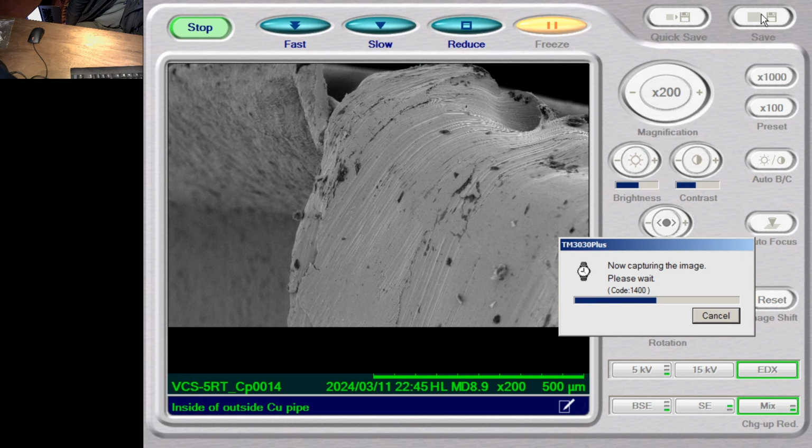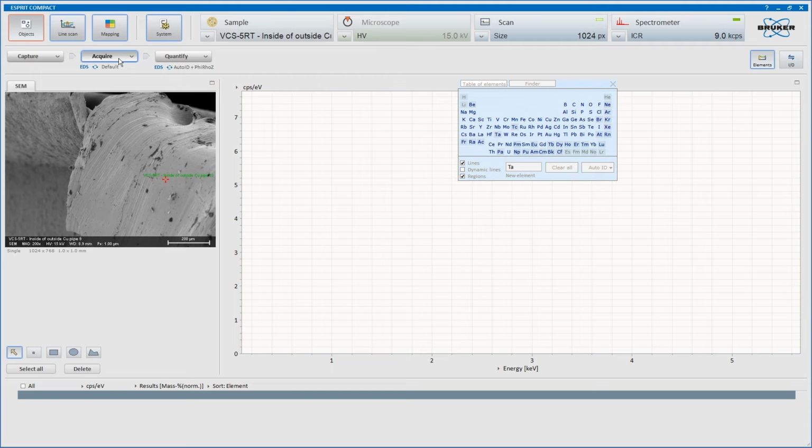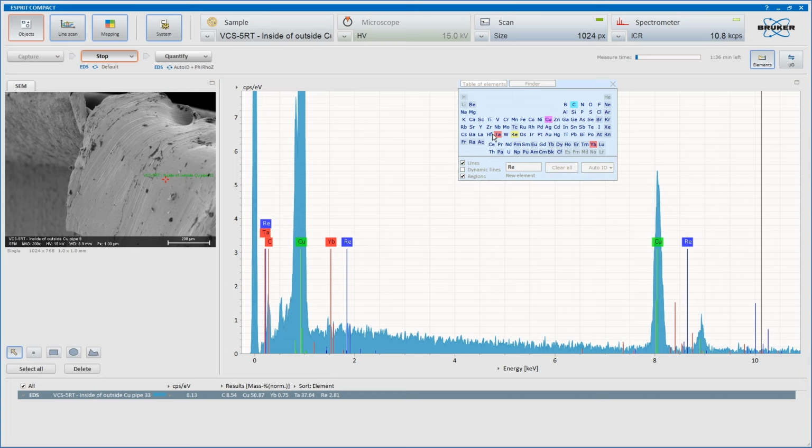This was the inside of the outside of one of Bin-Juine Huang's reactors. Should be mostly copper. No phosphorus in there.